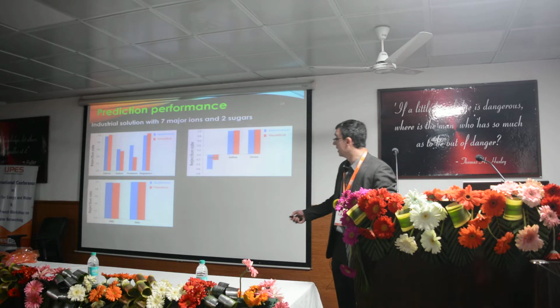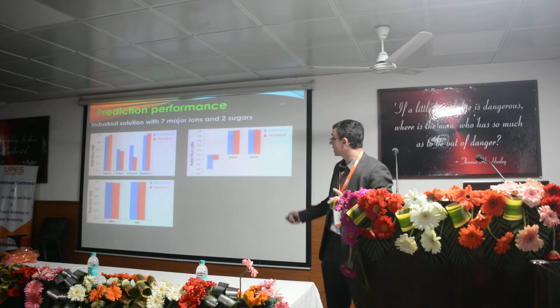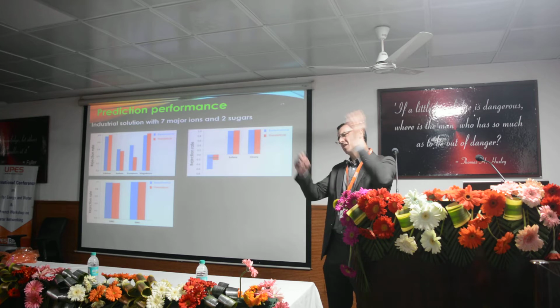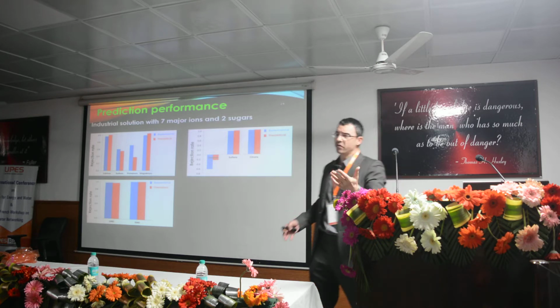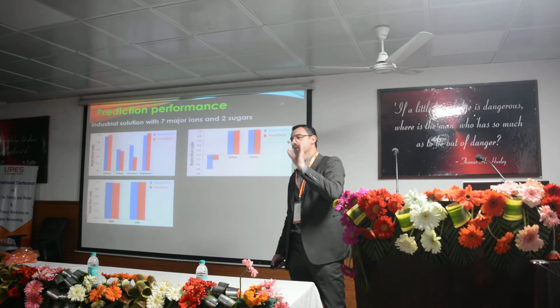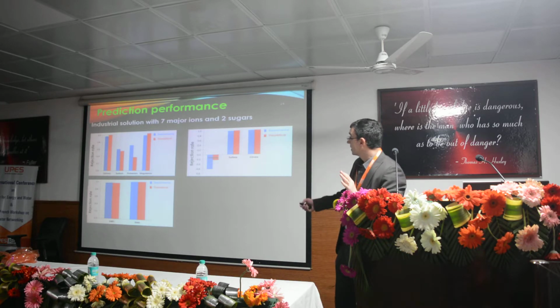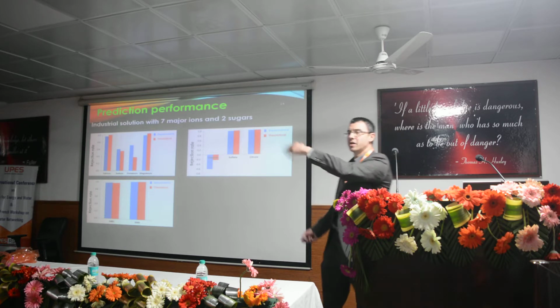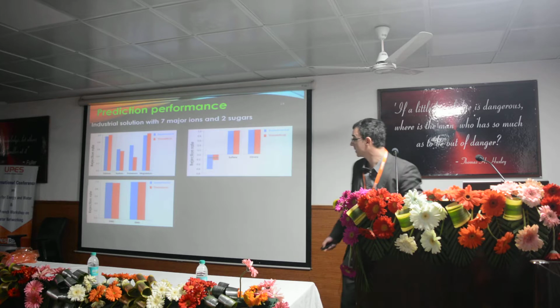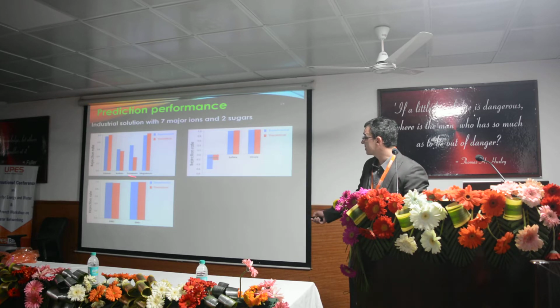Okay, so let's try. The problem was quite complex because actually in their solution there were many species, but most of them were at a trace level, and it was not so important for the industrial problem. But nevertheless, the solution contained at least 7 major ions: calcium, sodium, potassium, magnesium, chloride, sulfate, citrate, and also 2 different sugars, and many other traces. Never mind. And here you have the results of the modeling work we did.